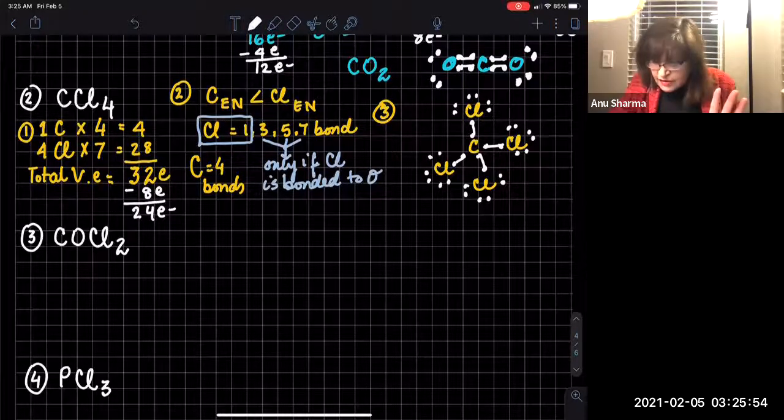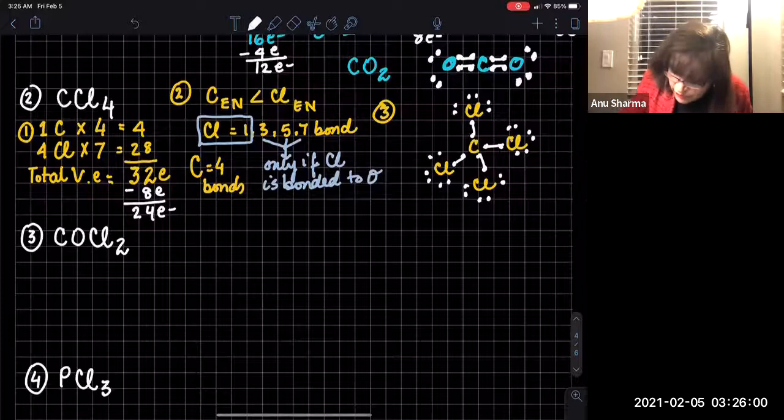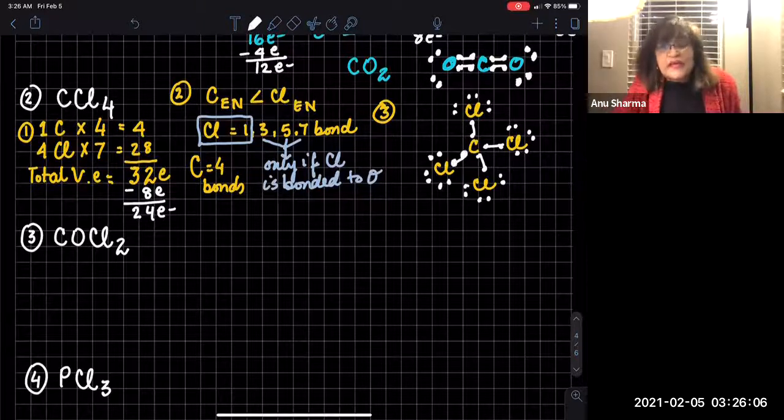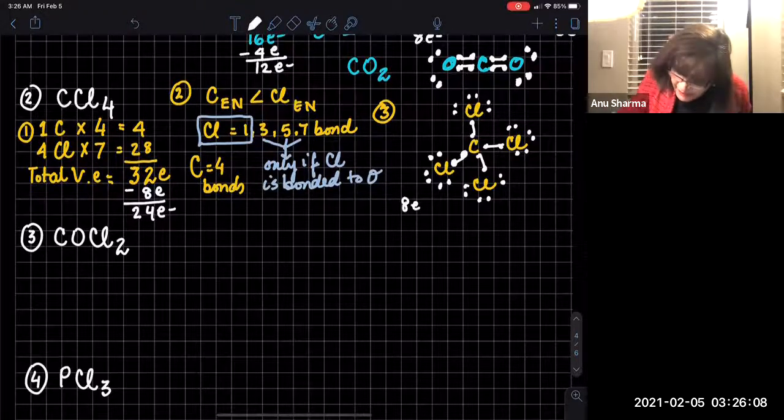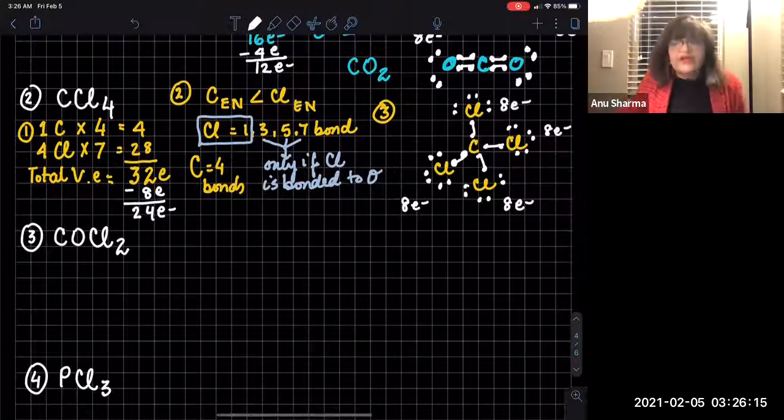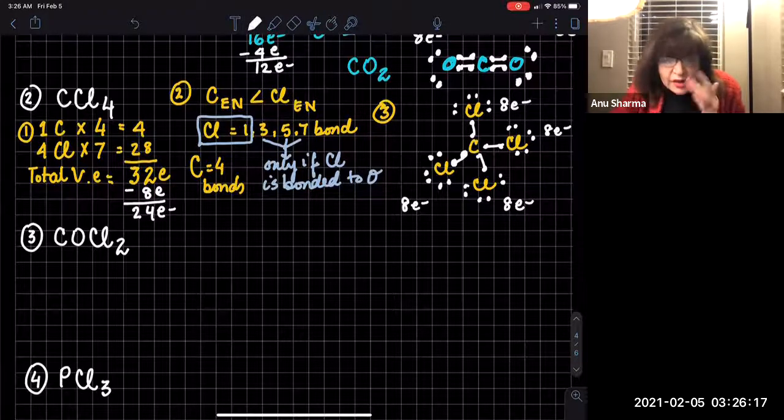for the octet. Okay, so you're going to see that each of the chlorines has 1, 2, 3, 4, 5, 6, 7, and 8. So each of the chlorines has the octet met. It's the same story with each of them, and so that's a very happy scenario for chlorine, because internally it's looking like argon. So it's very happy. Now comes carbon.